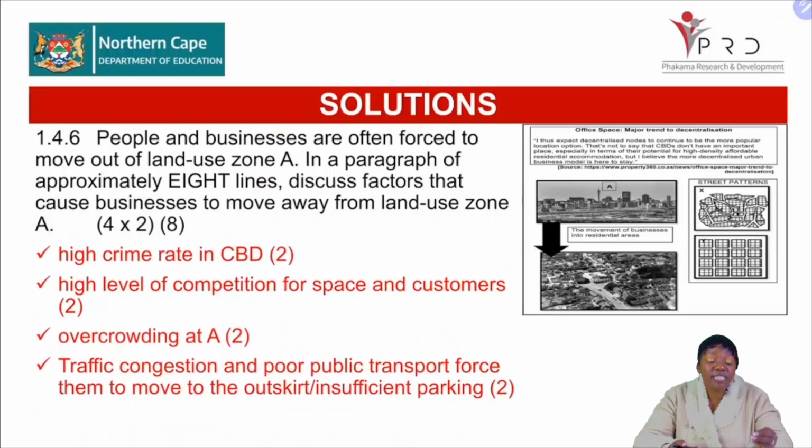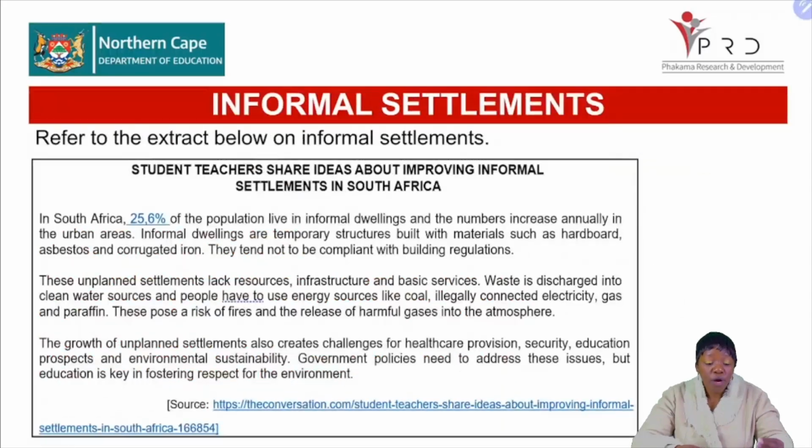Then we're looking at the traffic congestion as well as poor public transport, which forces them to move out to the outskirts. Remember, on the outskirts, the land is cheaper and more available. So there is too much space. We're talking in terms of the businesses. They will know that their customers will be comfortable because there is a lot of space and there is less crime.